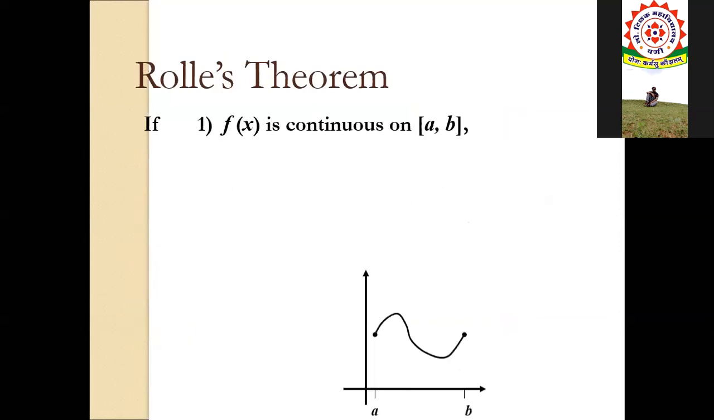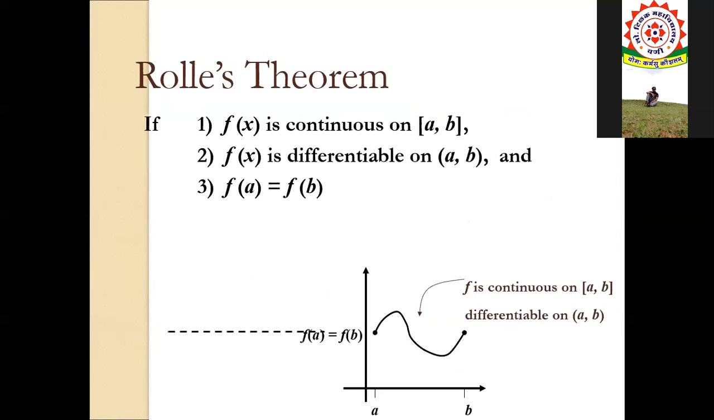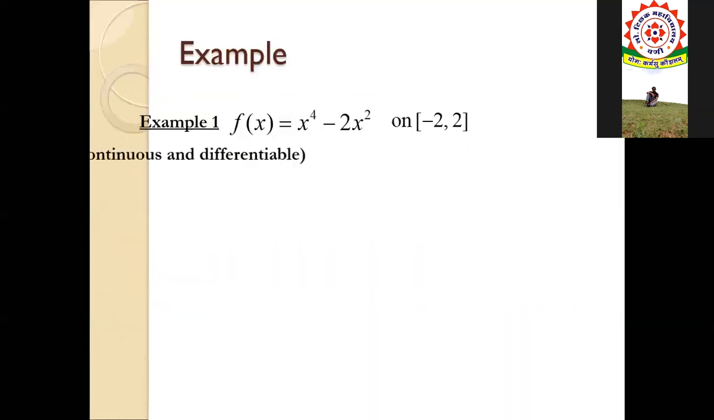Okay, the statement: if the function is continuous, we can take a continuous function differentiable on the open interval (a, b), and f of a is equal to f of b, then the theorem states that there exists at least one point between a and b such that f dash of c is equal to 0. And here is an example.